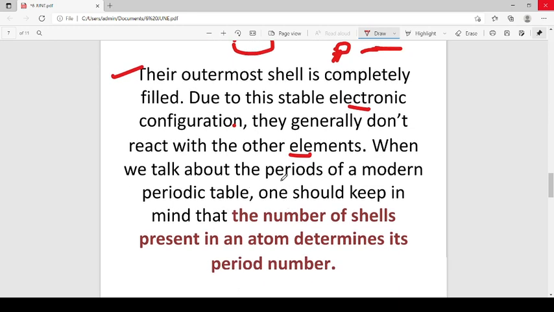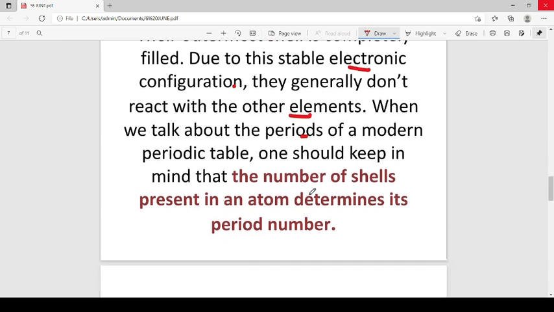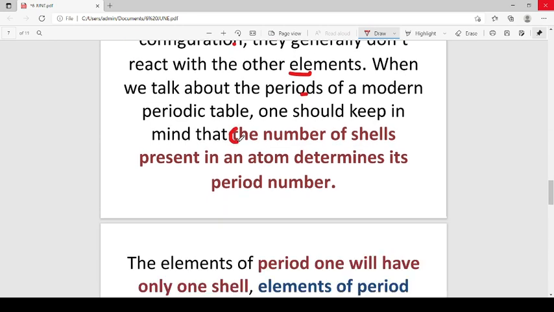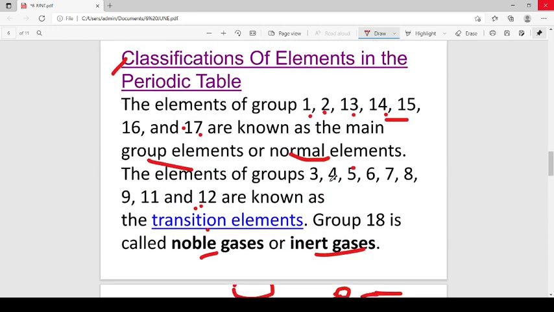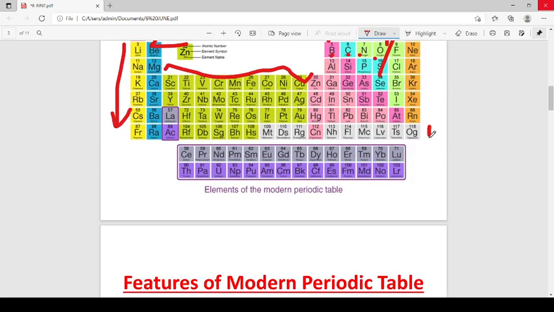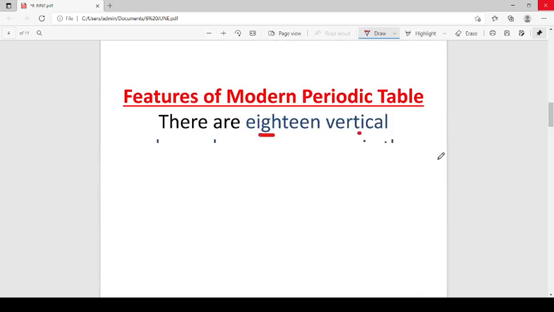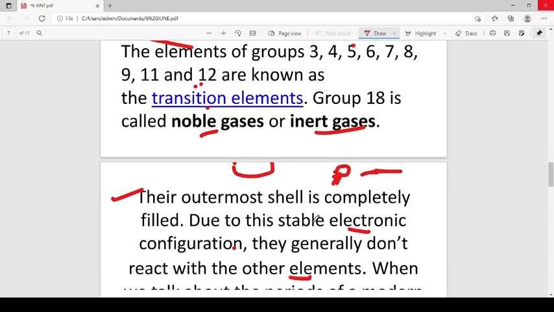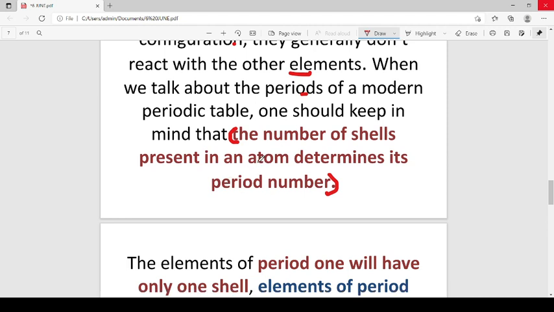When we talk about the periods of the modern periodic table, we should keep in mind that the number of shells present in an atom determines its period number. Okay, so we are talking about the modern periodic table right now. So you should remember this: the number of shells present in an atom determines its period number.